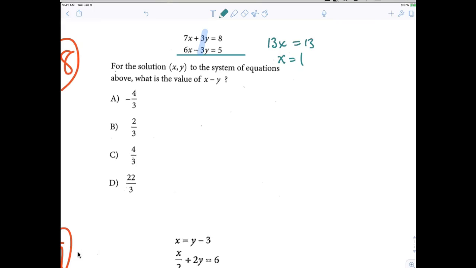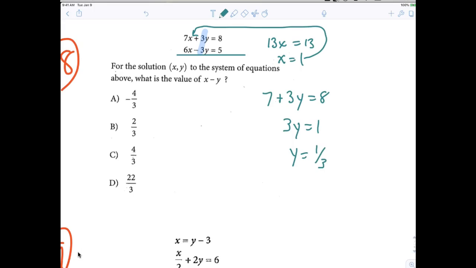Now I need to figure out what y is. So I plug 1 in for x. 7 plus 3y is equal to 8. So 3y is equal to 1. y equals 1/3. And if y is equal to 1/3, then 1 minus 1/3 is equal to what? 2/3. So my answer is B. Any questions with 18?